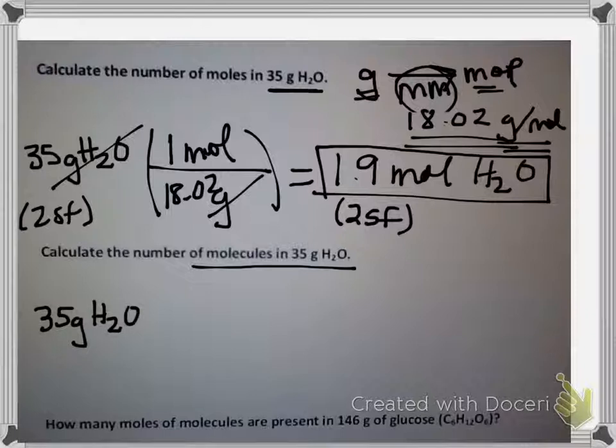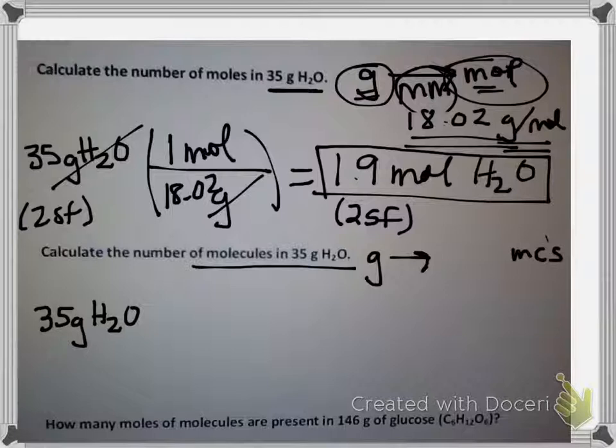And what were we asked to calculate? We were asked to go from grams to moles. This time we're asked to go from grams all the way to molecules. Can we go straight from grams to molecules with one conversion factor? The answer is no. Remember, you always go through the mole. It's the central unit in chemistry for conversions.